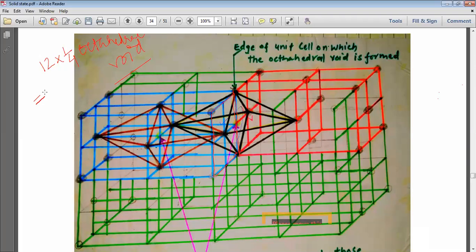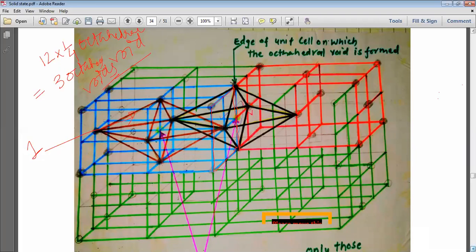So total 12 multiplied by 1/4, that gives you 3 octahedral voids coming from the various edges to the unit cell, and 1 octahedral void is already present at the center.